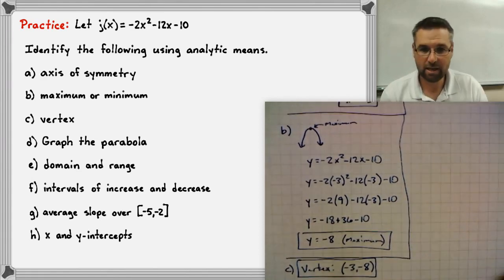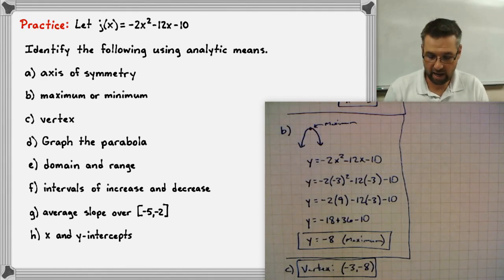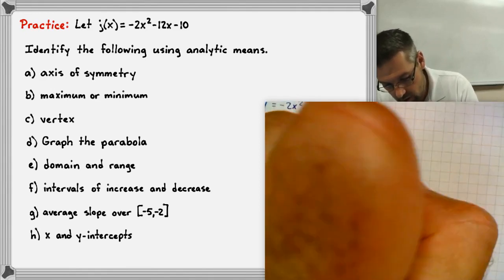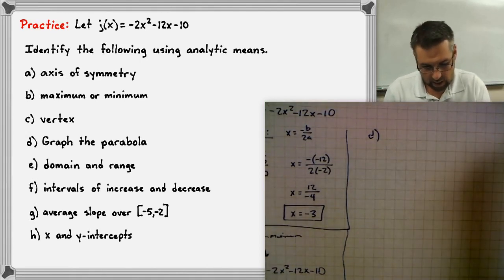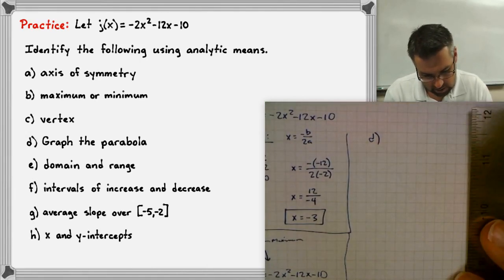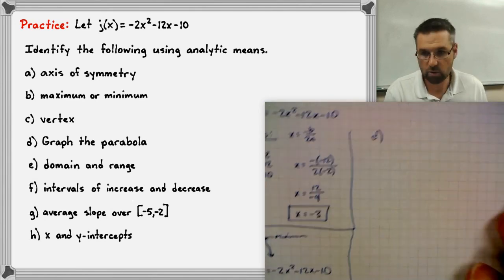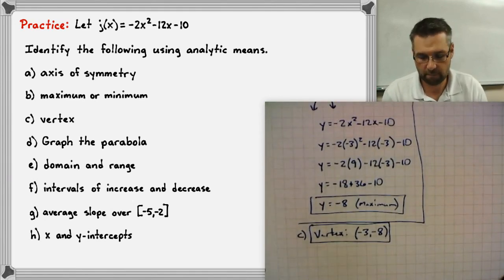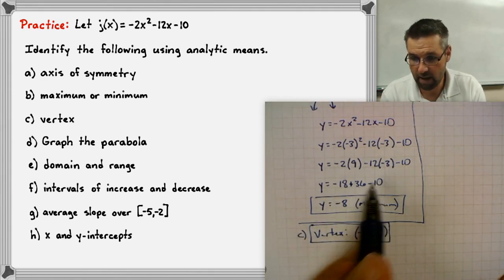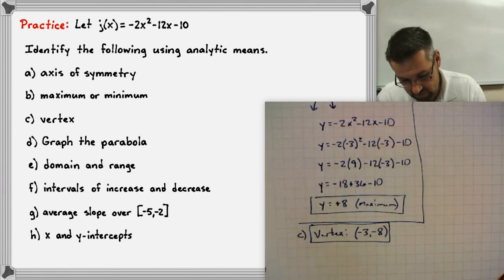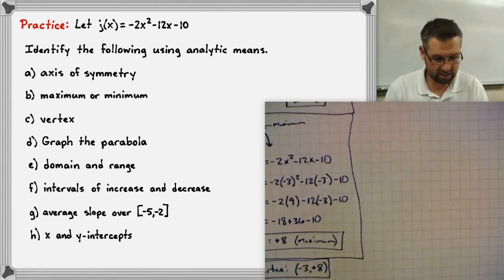For part D, it says to graph the parabola now. So I'm going to go ahead and come up here and graph this parabola. Let me get my ruler. Oh, I think I did this wrong. I did. Shame on me. -18 plus 36 is +18. Minus 10 is +8. So my vertex is -3, +8.